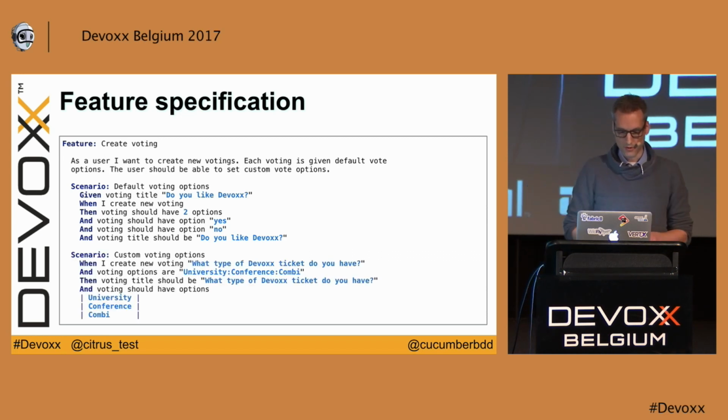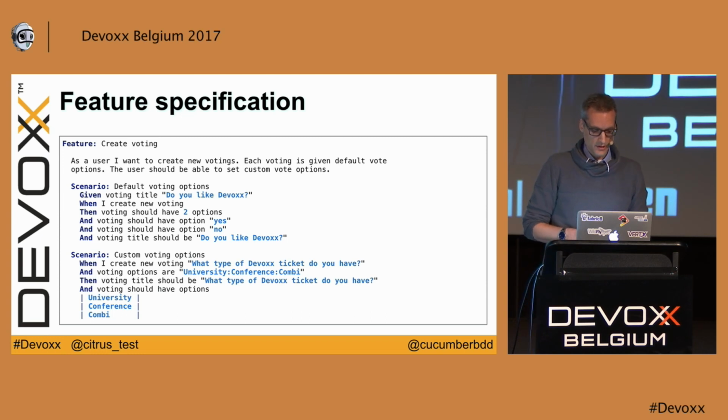And of course, a feature is described with multiple scenarios, so I can add another scenario for custom vote options. I give another concrete example. When I create a new voting, what type of Devoxx ticket do you have? And the voting options are university, conference, and combi.